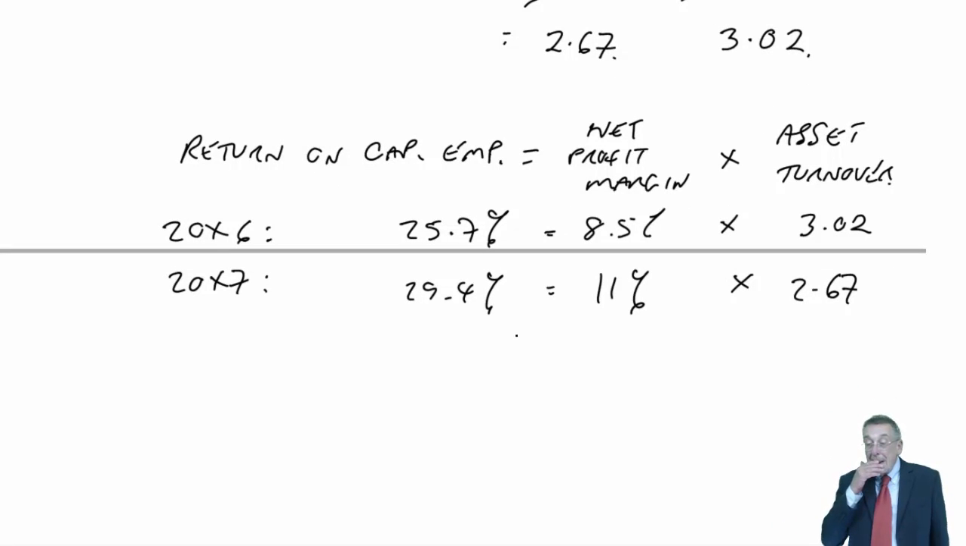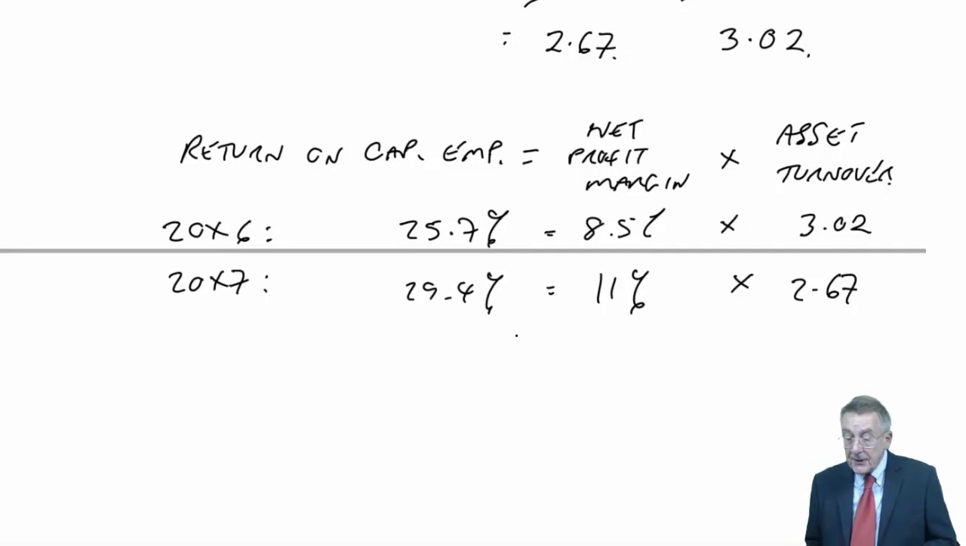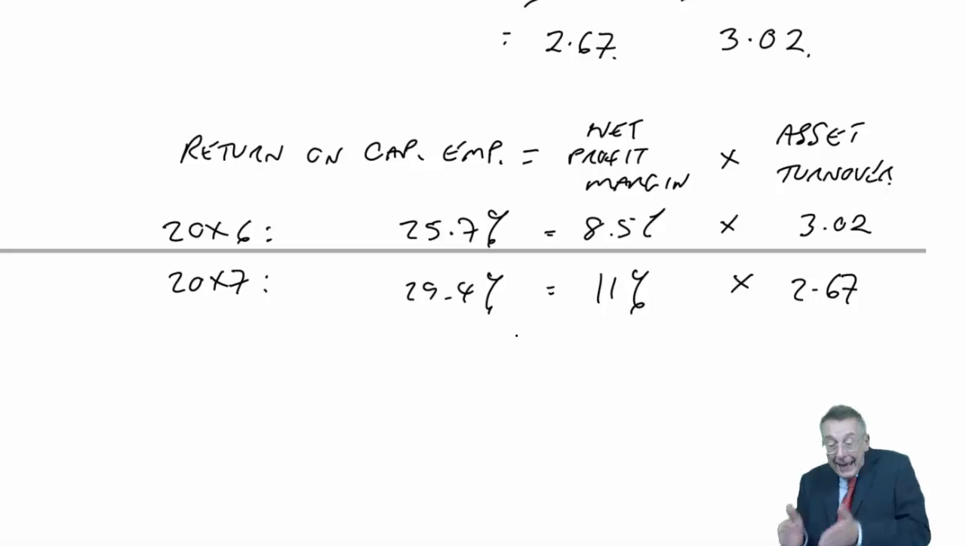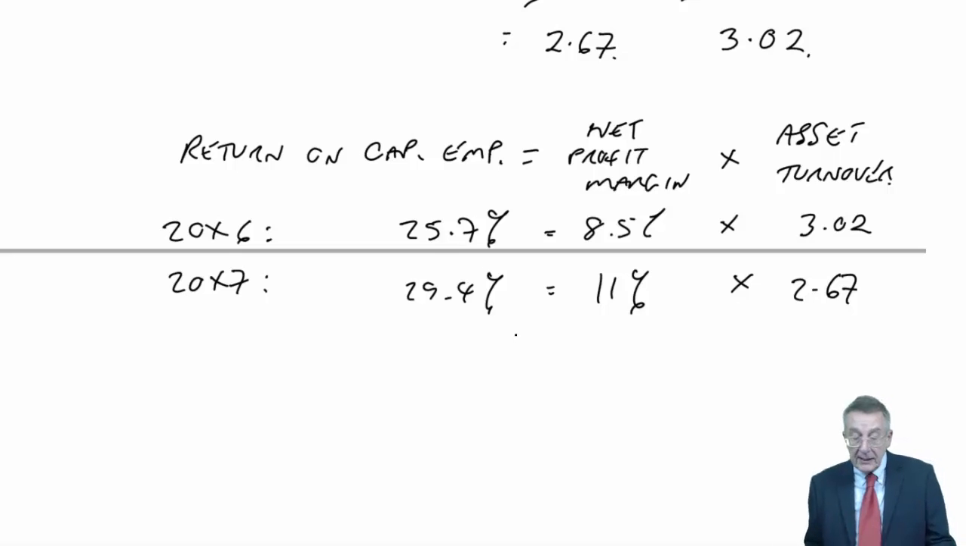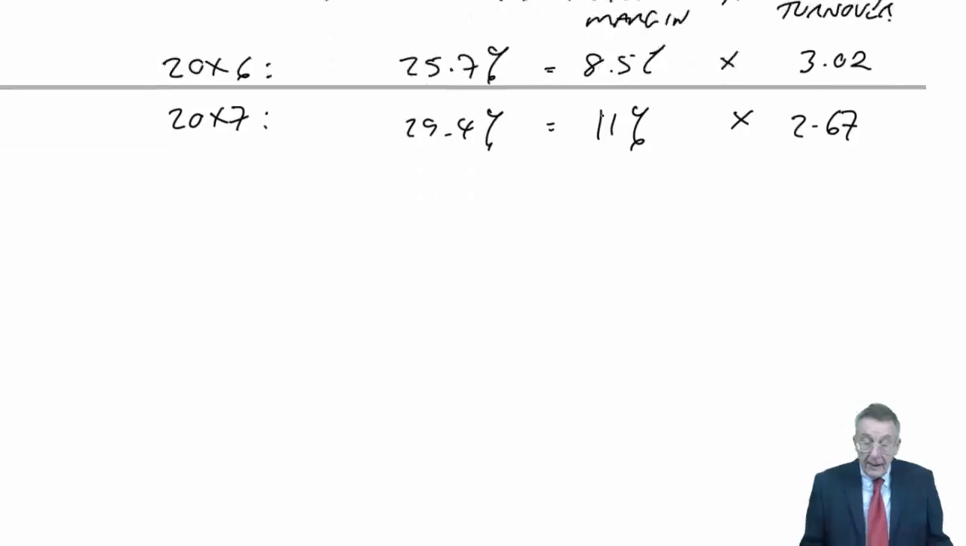And of course, although we want return on capital employed to go up, what we'll always be wanting is to increase both the net profit margin and the asset turnover. To the extent we can increase both, so much the better. Anyway, back to the various ratios. Those are the profitability ratios you need.